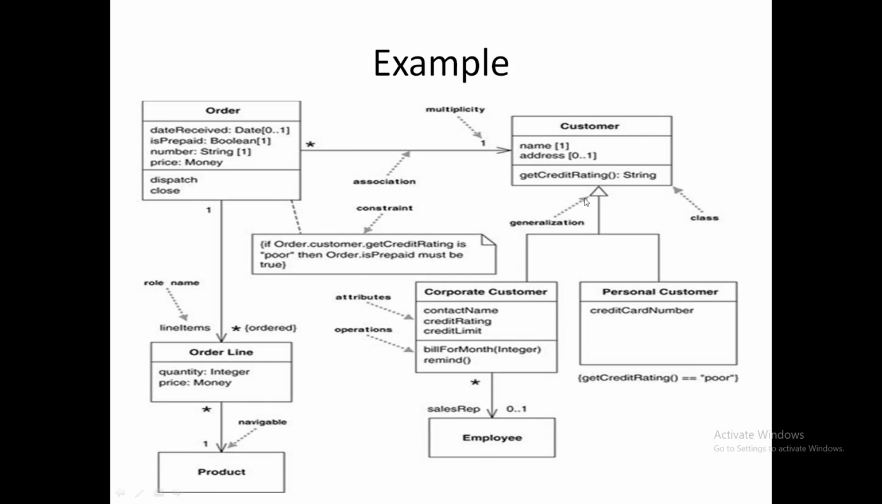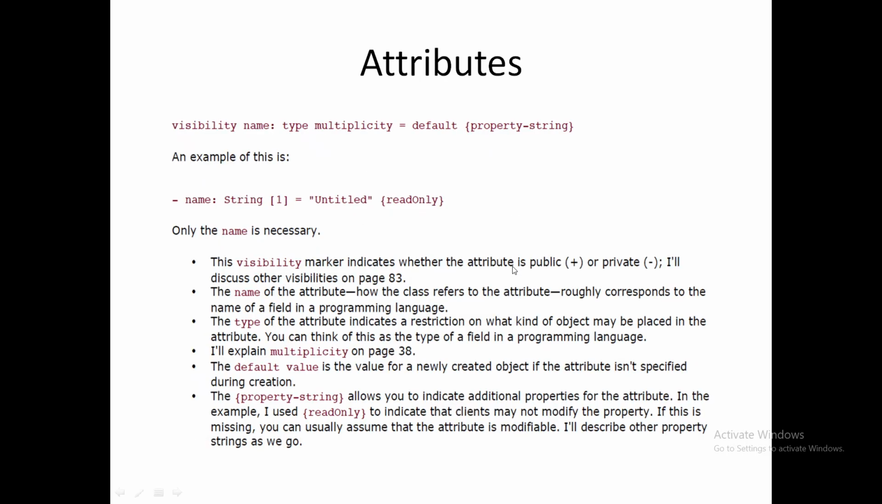So basically generalization is something similar to the inheritance concept. For example, if we have a customer, what are all the different types of customer we have? It may be a corporate customer or a personal customer. A personal customer has some features, and a corporate customer will have certain features. Similarly, we go to the class order, where we are going to place an order. So this is nothing but the class diagram, which depicts the connection between various classes.